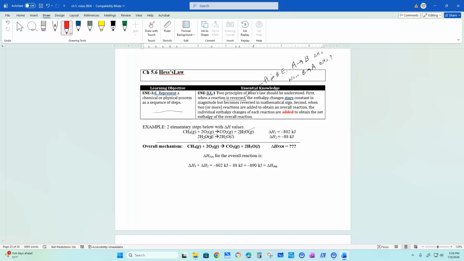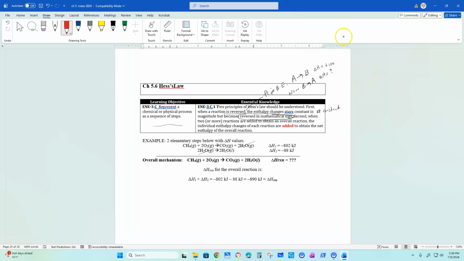The delta H value stays constant in magnitude, as in size. So that means the number is constant. However, it's a reverse in sign. So if it was a positive 100 kilojoules, then now when you flip it, it'll be negative 100 kilojoules, okay? So when you flip the equation, change the sign.